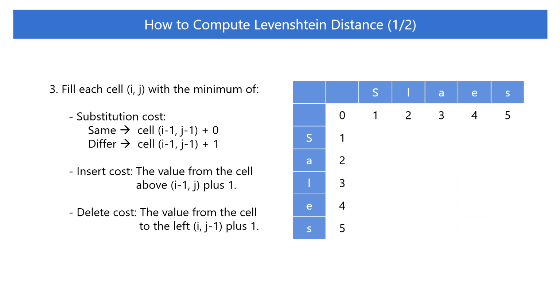Substitution cost. If the characters at the corresponding positions are the same, the substitution cost is 0 plus the upper left cell. Otherwise, it is the upper left cell plus 1. Insert cost. The value from the cell above, i minus 1, j, plus 1. Delete cost. The value from the cell to the left, i, j minus 1, plus 1.